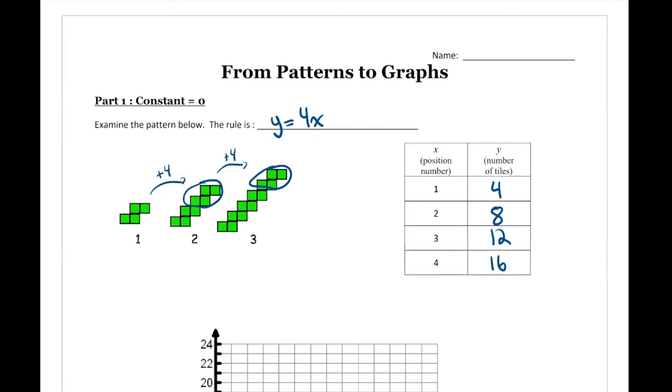Now you might be asking, what's the constant? You could say, part 1 says constant equals 0, so there is no constant, or we're adding 0. You could look at the rule and say, if I multiply by 4, that completes it. I don't have to do anything else. You could also go back to your pattern. If we're adding by 4 every time, if I go back to position 0, or if I subtract 4, there's nothing there, or there's 0 tiles. So again, that's another way to tell what the constant is.